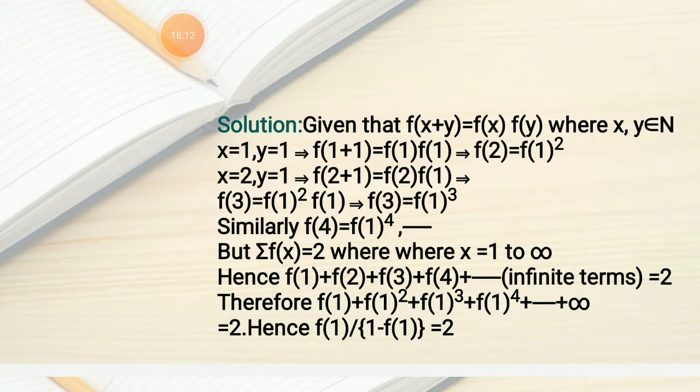But sigma f(x) is 2, where x is equal to 1 to infinity. Hence f(1) + f(2) + f(3) + f(4) up to infinite terms equal to 2. So f(1) plus f(1) square plus f(1) cube plus f(1) power 4 and so on to infinity is 2. This is like the sum of infinite terms of a geometric progression, a + ar + ar square and so on, that is a by 1 minus r. So a is f(1), r is f(1), so a by 1 minus r means f(1) by 1 minus f(1) is 2. So f(1) is equal to 2 of (1 minus f(1)).